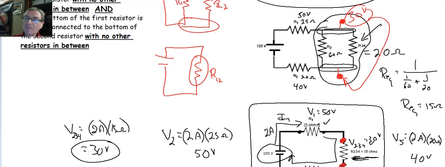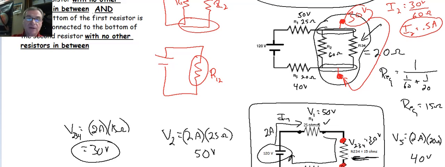Absolutely. I2 is going to be the voltage across R2, which is 30 volts, divided by the resistance of R2, which is 60 ohms. So I2 is going to equal 0.5 amps. Okay, I now know the current through R2. Can I get the current through R34? Absolutely, in the same exact way.